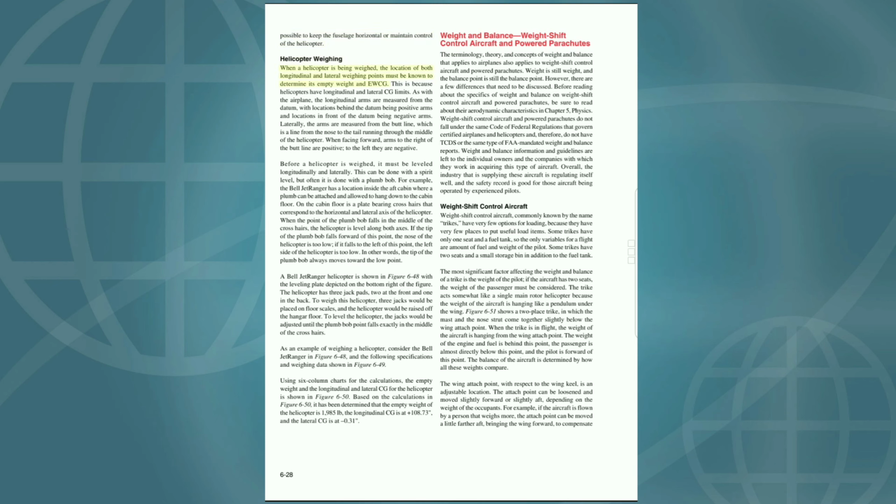Helicopter weighing. When a helicopter is being weighed, the location of both longitudinal and lateral weighing points must be known to determine its empty weight and CG. This is because helicopters have longitudinal and lateral CG limits. As with the airplane, the longitudinal arms are measured from the datum, with locations behind the datum being positive arms and locations in front of the datum being negative arms. Laterally, the arms are measured from the butt line, which is a line from the nose to the tail running through the middle of the helicopter. When facing forward, arms to the right of the butt line are positive, to the left they are negative.